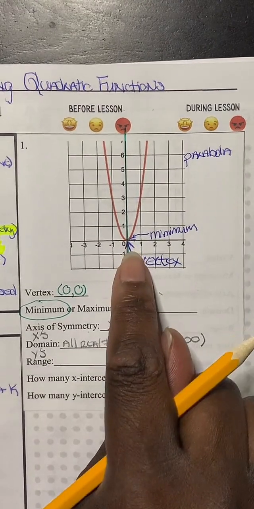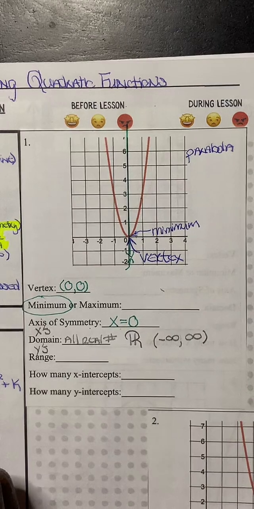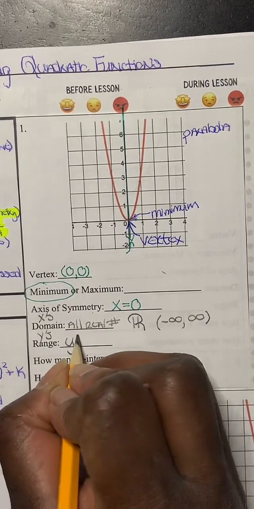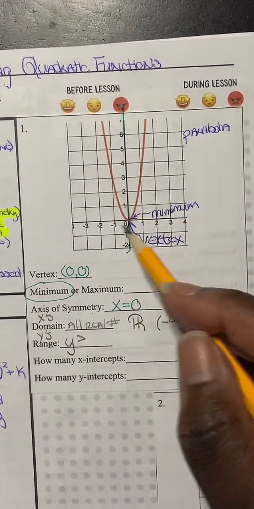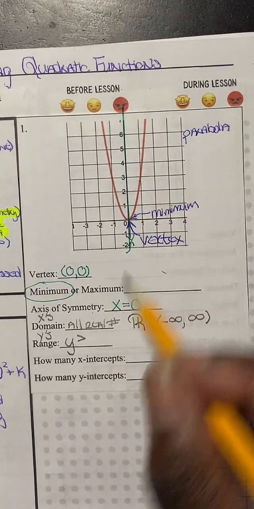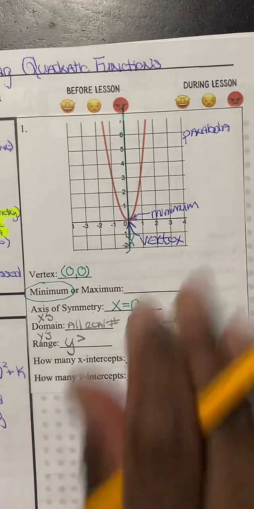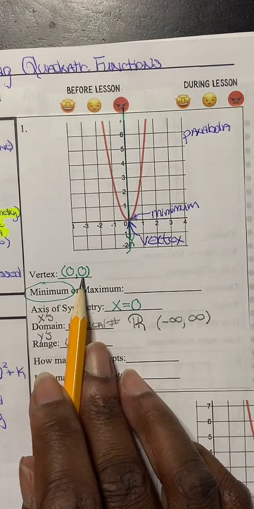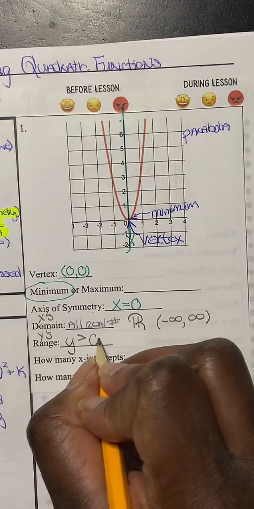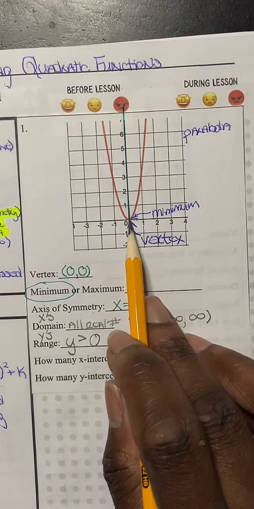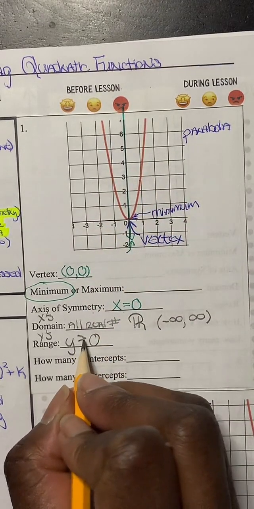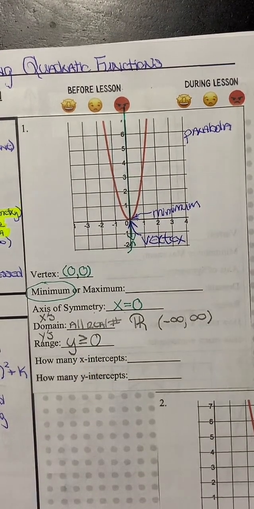So my range, I can make an inequality of this. I can say my range is y is greater than, okay, because it's opening up and it's looking at numbers that are larger at 0 and larger. The reason why I know it's at 0, because that's my vertex. So I can take the y value of my vertex to help me with my range. And since it's including that point, it's not a dashed line, it's a solid line. So it should be greater than or equal to 0.